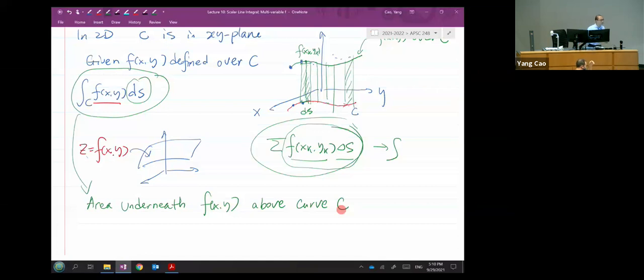The height here? The height is determined by this function f, right? So as I said, if I pick a point right here, let's say this point is xk, yk, then you go up to the function f, you get a value f of xk, yk, and that basically is the height of this little box here, right?